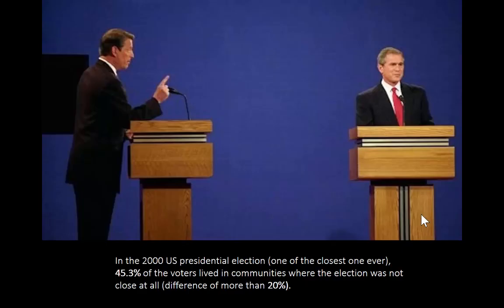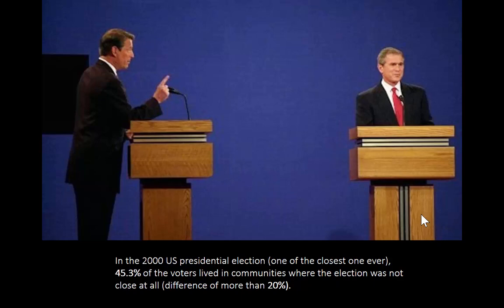So the prime example, probably you don't remember that, is the 2000 presidential election, when George Bush first became president. Al Gore and Bush, it was one of the closest presidential elections ever. In terms of the absolute votes, Al Gore got more votes, but still George W. Bush became president. And when you look at how these counties actually voted, it was fascinating that in almost 50% of the counties, the difference was remarkably large, right? There was a 20% difference between the candidates.